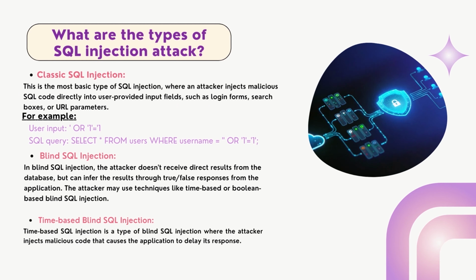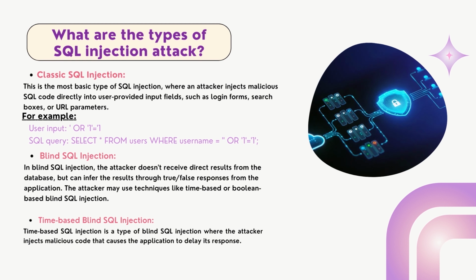Moving on, we will be talking about the types of SQL injection attacks. These attacks can be classified into various types based on the techniques used by the attackers and the way they exploit vulnerabilities in web applications. Here are some common types of SQL injection. Number 1 is classic SQL injection. This is the most basic type, where an attacker injects malicious SQL code directly into the input fields to manipulate the query's logic. It typically occurs when the web application fails to validate and sanitize user input.